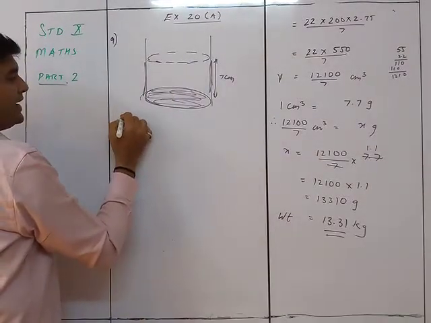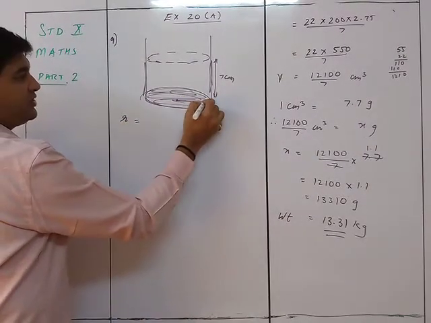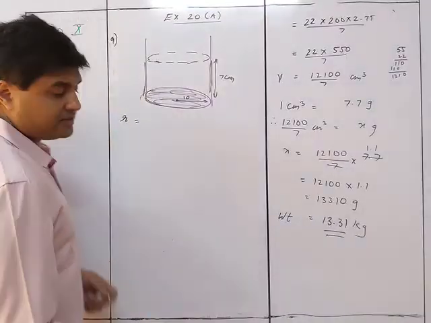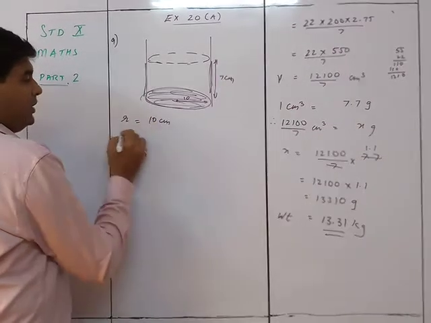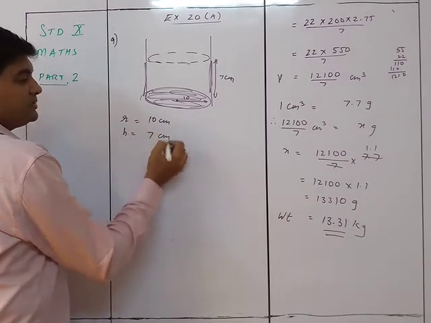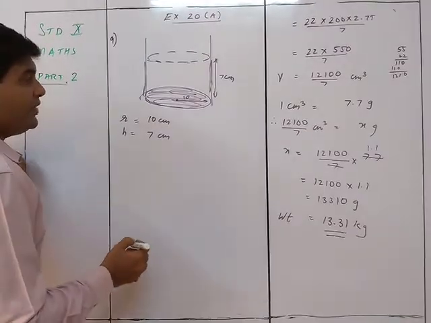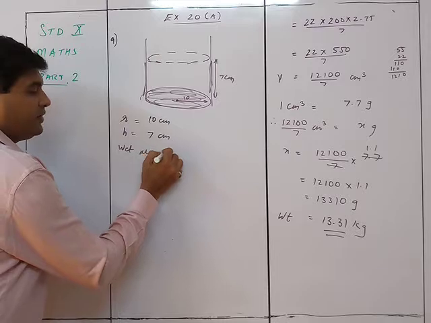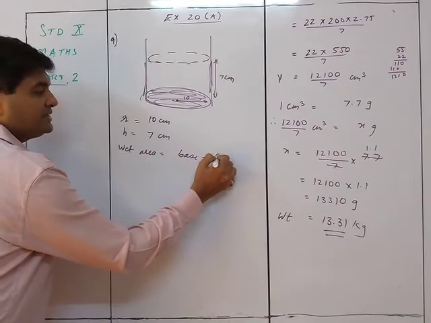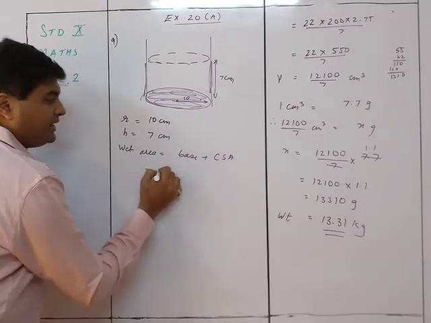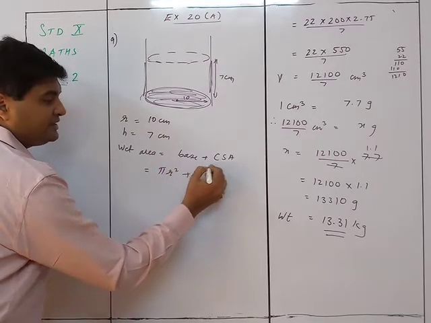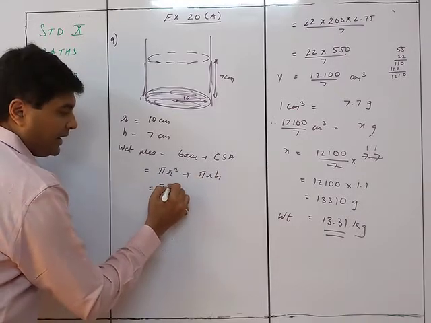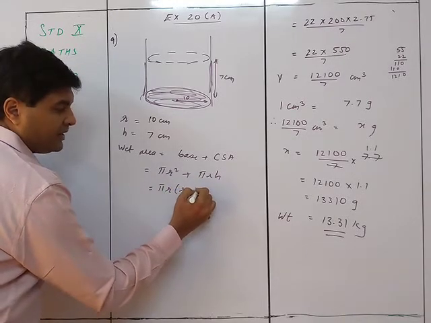So here the radius was given to you as 10 centimeters as the internal radius. You have got the height equal to 7 centimeters. Now you need to find out the wet area. The wet area is equal to base plus CSA. What is the base? Pi r square. And what is the CSA? Pi r h. So that will be pi r (r plus h).